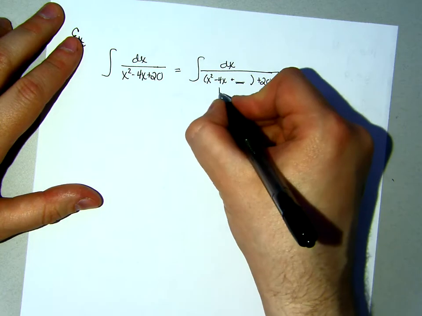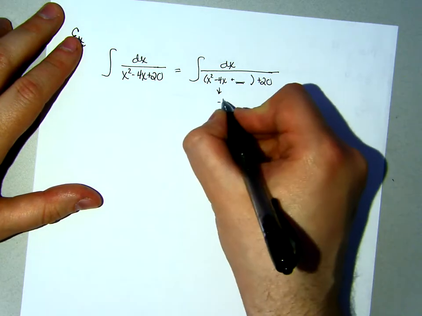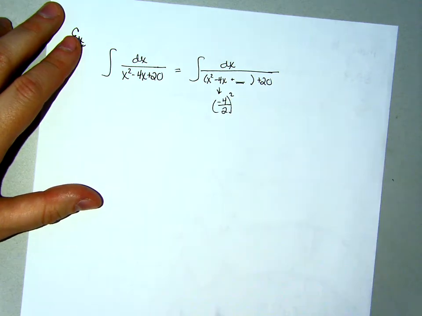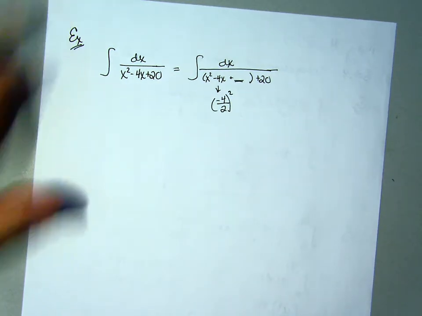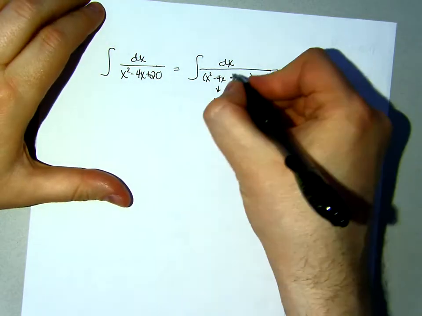There's a formula to figure out what number I can add in here. The formula says all I need to do is take my middle number, do half the middle number, and square it. And I really hope that sounds a little bit familiar. Half of negative 4 is negative 2. Squared gives you what? I'm going to add a 4 into the denominator.